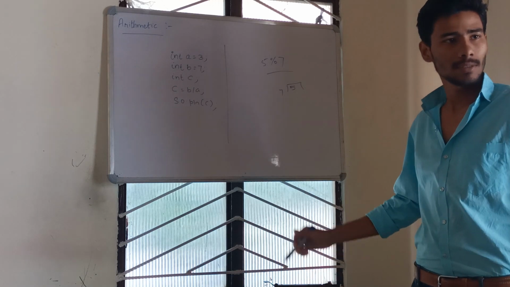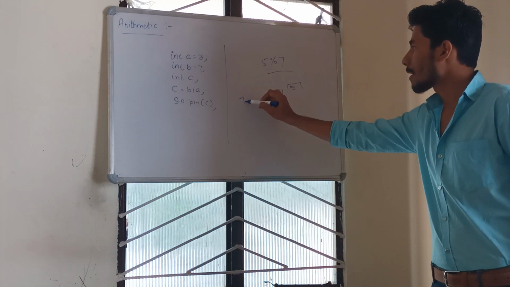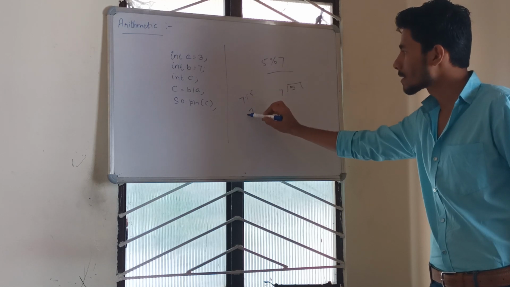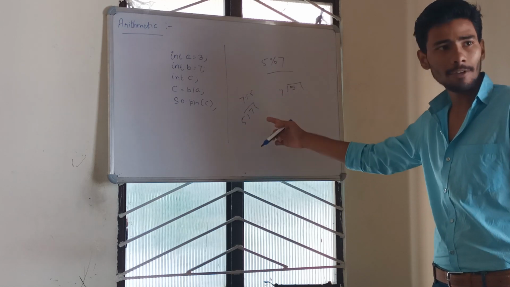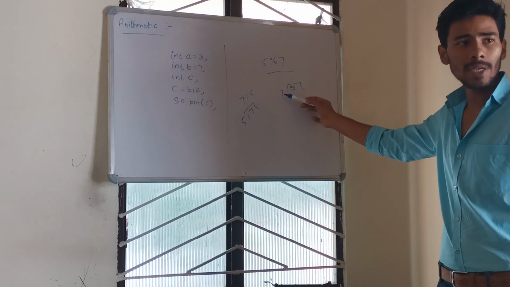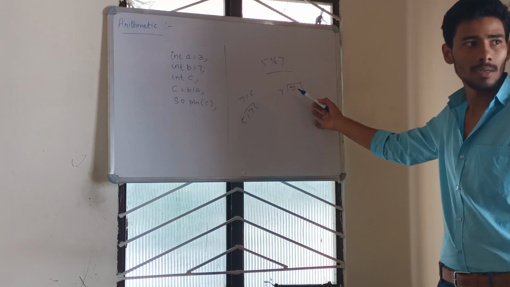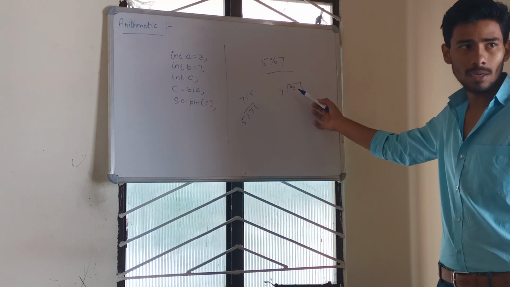Simply divide it. 5 divided by 7. This means this or not? 7 mod 5 means 7 is divided by 5. So 5 mod 7 means 5 will be divided by 7. Is it divisible?